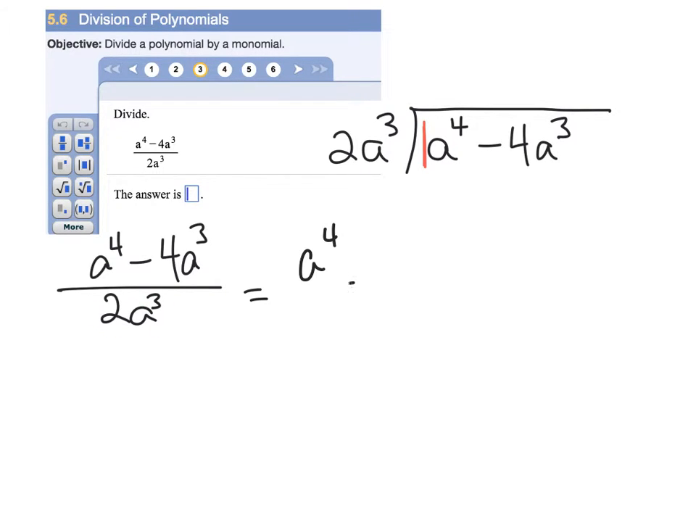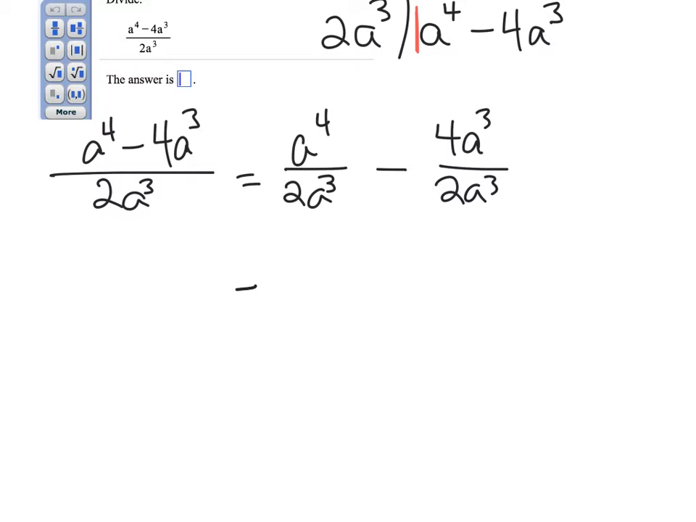So it becomes a to the fourth over 2a to the third minus 4a to the third over 2a to the third. So you see what we did was we took each term up in the numerator and divided it by the denominator. And now we're going to do some simplifying. You could say, well, 3 a's, these a to the thirds down there, cancel with 3 of the 4 a's in the numerator. So you're left with a over 2 as this simplified version right here.